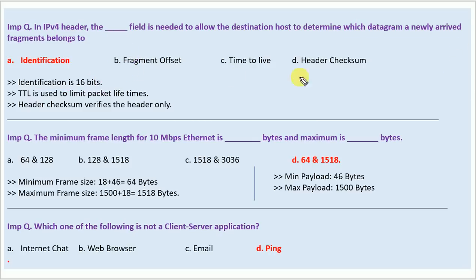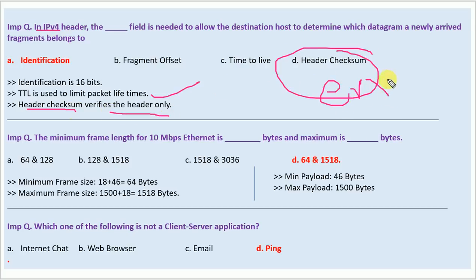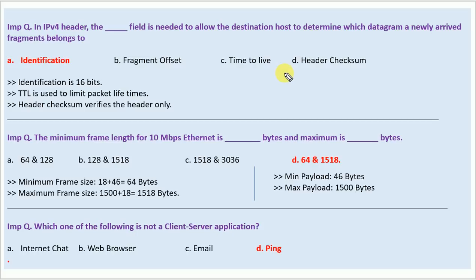Okay, and for those who are not aware of IPv4, I have mentioned two more points. TTL is used to limit packet lifetimes, and header checksum verifies the header only. This is basically used for error detection and error correction. Time to live is basically for the packet lifetime, and identification determines which datagram a newly arrived fragment belongs to. Okay, so again I'm telling you, just go and watch that video. That will give you a better understanding, and then if you jump into that question, you can easily relate. A diagram will form in your mind.